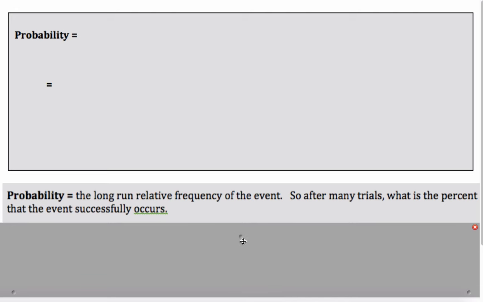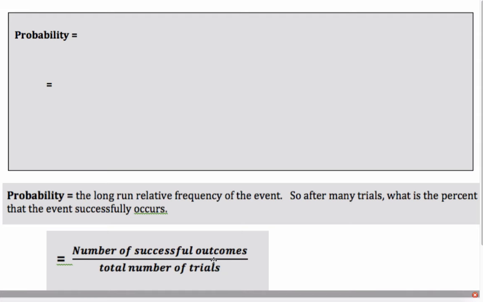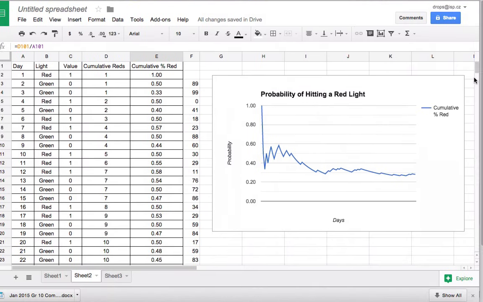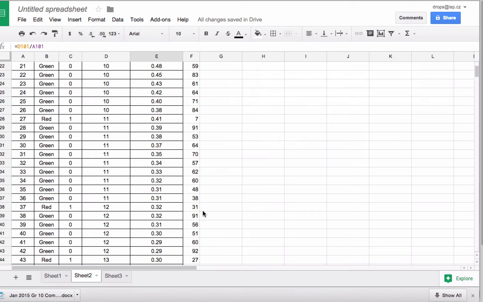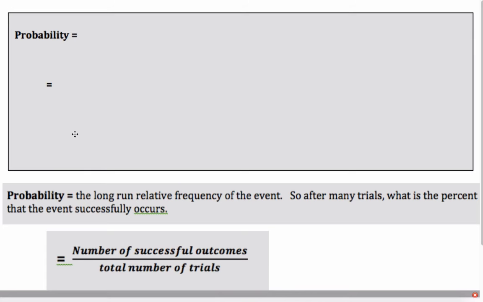Another way to think of it is the total number of successful outcomes divided by the total number of trials. And if we think about this scenario here, our total was 100 days. This was 100 on the bottom, and 28 was on top. This was our top value. Okay, so there is a simulation to show us long-run probabilities of the red light, green light, traffic light scenario.